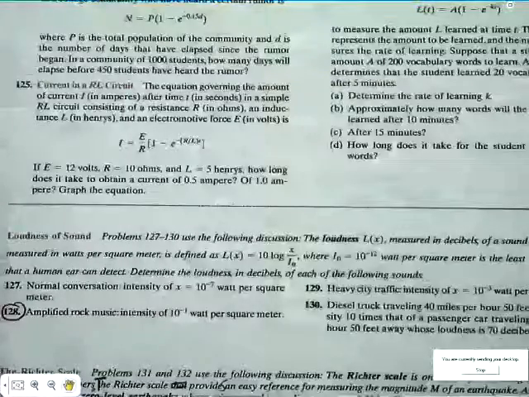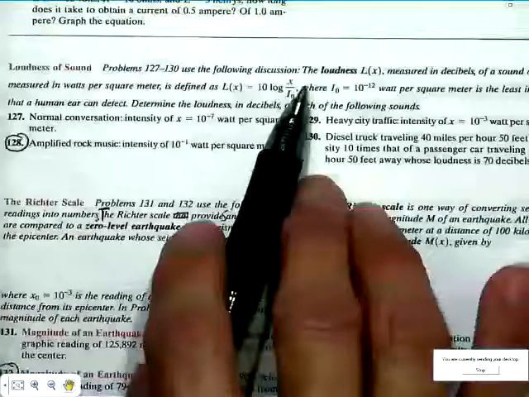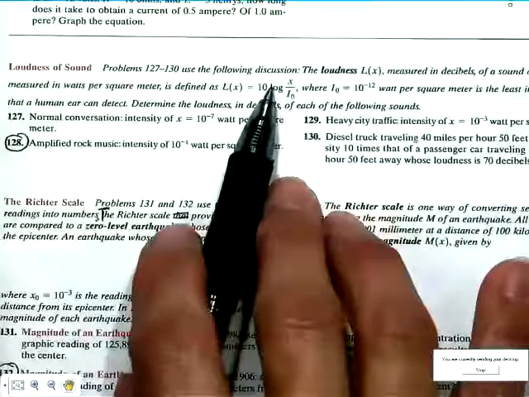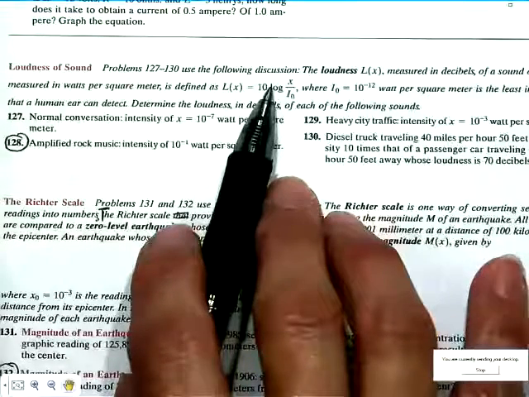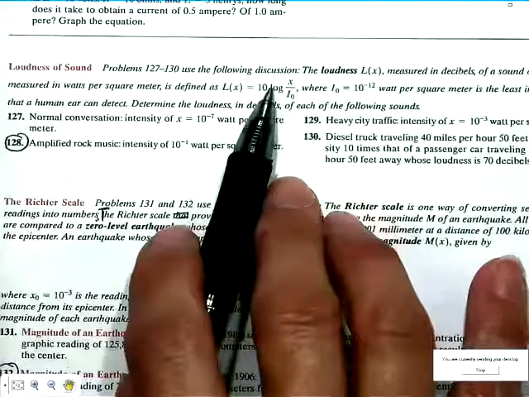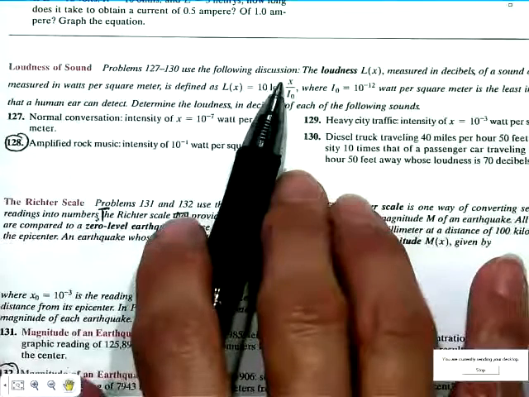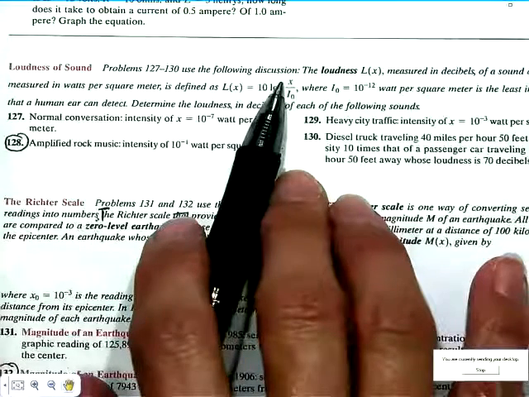The decibel scale measures the loudness of sound. The decibel rating of a rock concert is a lot higher than the decibel rating of a funeral. Way higher. Most likely.